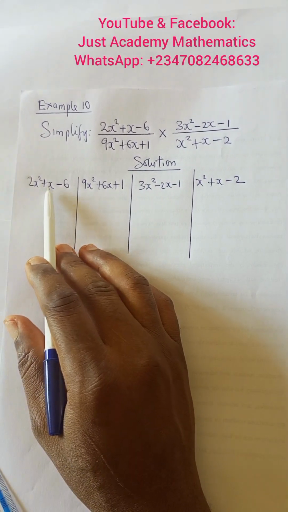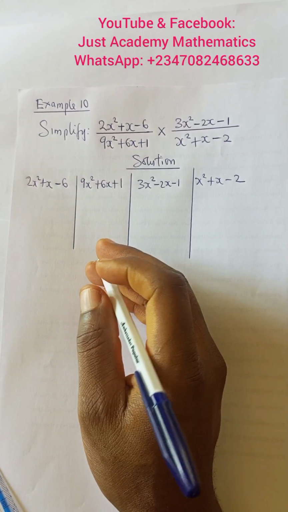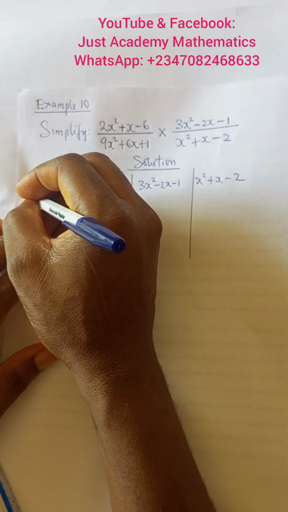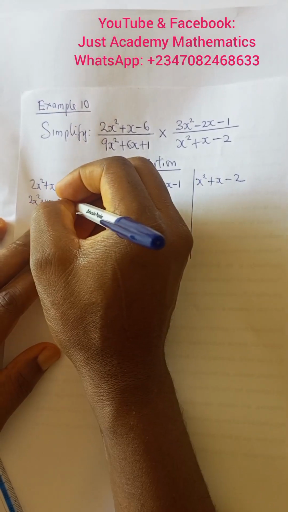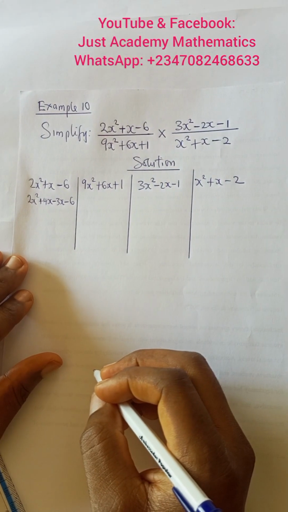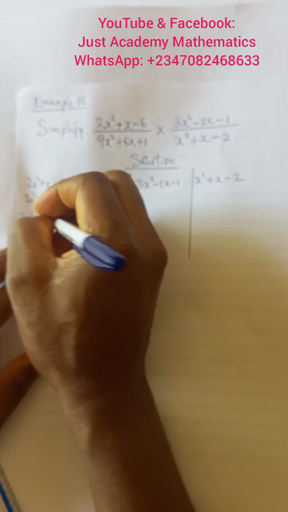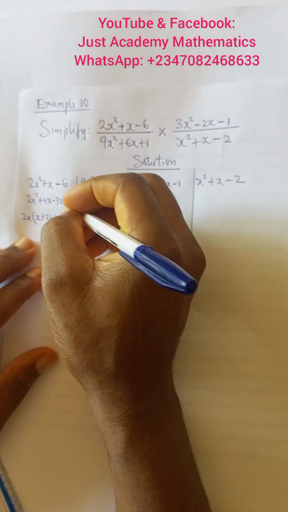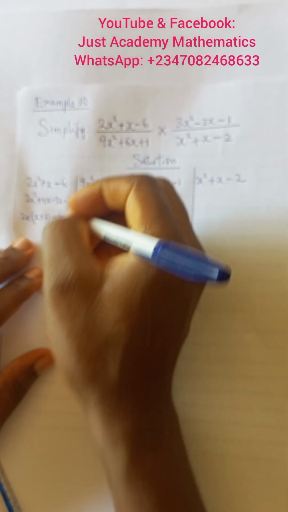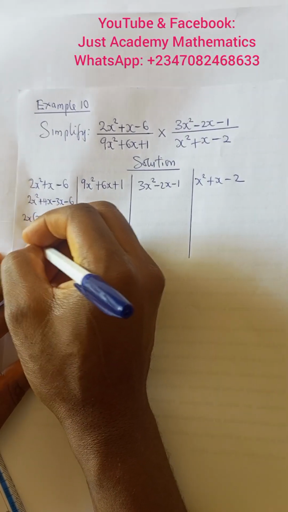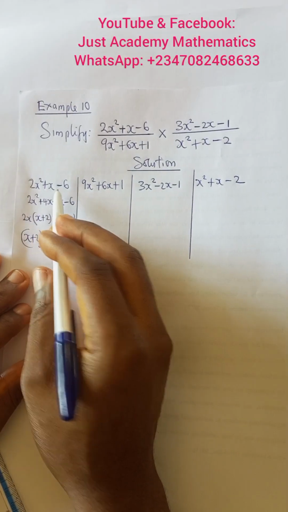Two numbers to add to give you 1, times to give you minus 12. That should be 4 and 3, and that should be plus 4 minus 3. So here is 2s squared plus 4s minus 3s minus 6. What is common there? 2s is outside. If 2s comes outside, what will be here? s plus 2. What is common here? Minus 3 is outside. What will remain? It will remain s plus 2. If we take the common factor out, which is s plus 2, what will remain? It will remain 2s minus 3. So this is the factorization of this.